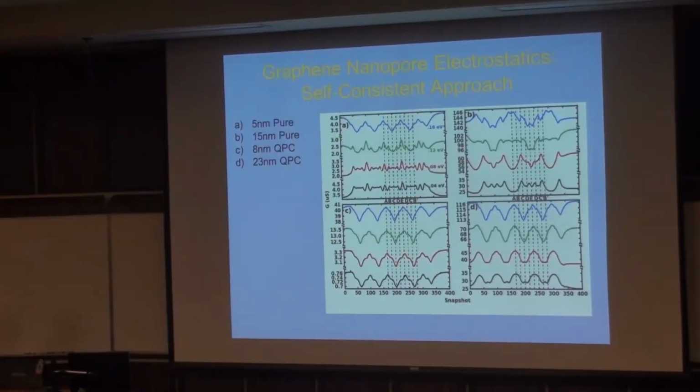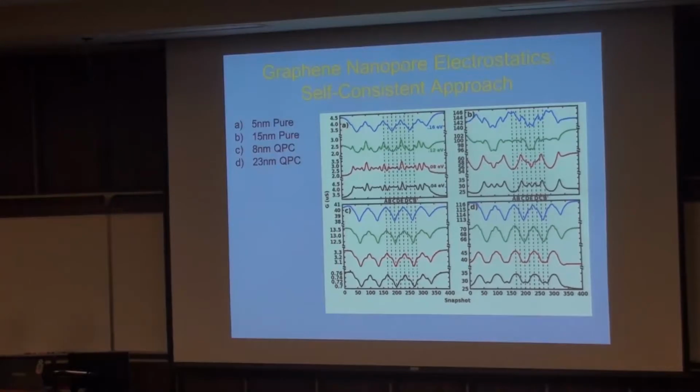These are the same four geometries that we talked about earlier. And this is the conductance in the graphene sheet as a function of time as the DNA is being translocated. Each of these curves within each box corresponds to a different Fermi energy, just to show the variation in the fluctuations as the Fermi energy is changed.